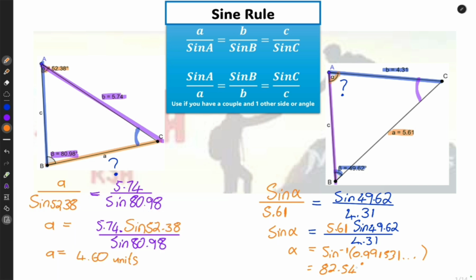A big important rule with sine rule and cos rule, never round off until it is your final answer. This is extremely specific, and if you make a rounding error, your final answer is going to be 1 or 2 degrees off, and you're not even going to realize it until you see that red cross on your test.